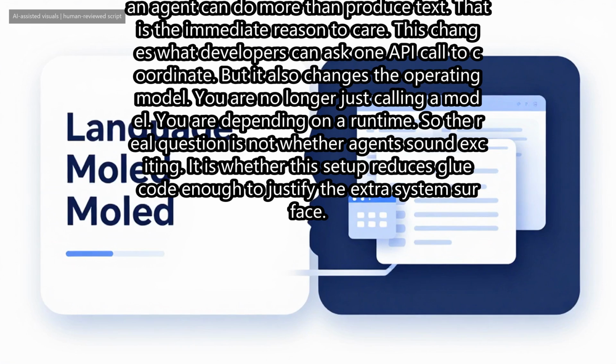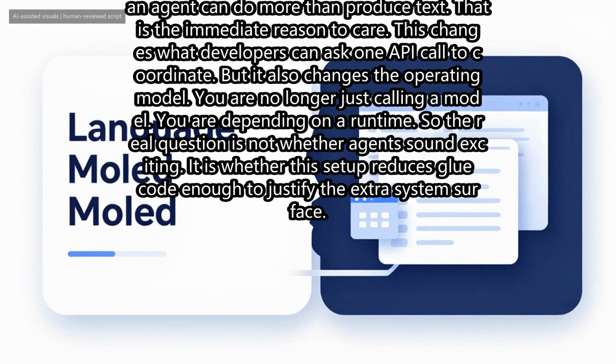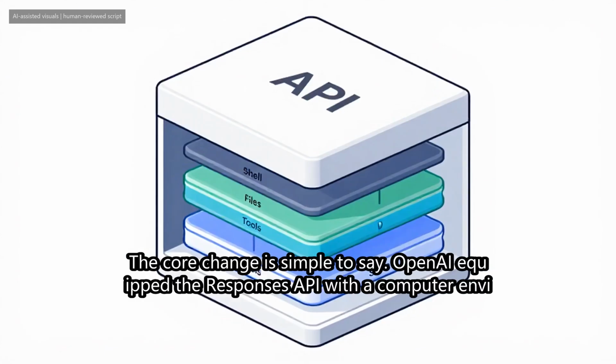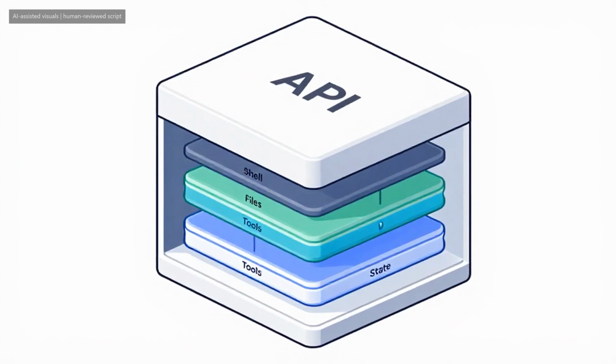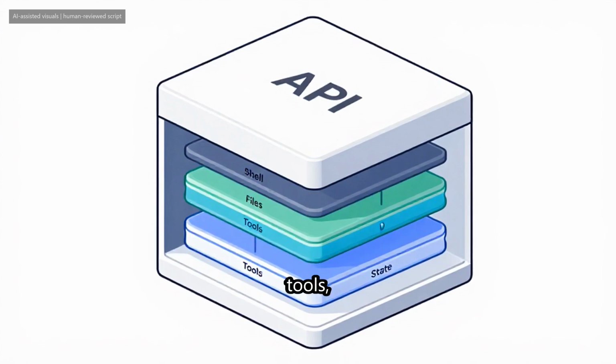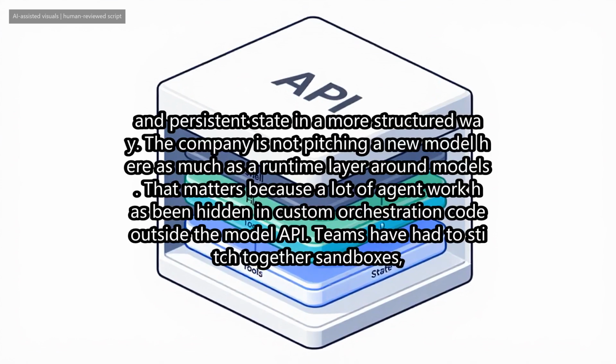So the real question is not whether agents sound exciting. It is whether this setup reduces glue code enough to justify the extra system surface. The core change is simple to say. OpenAI equipped the responses API with a computer environment. In practice, that means an agent can use a shell tool inside hosted containers and work with files, tools, and persistent state in a more structured way.